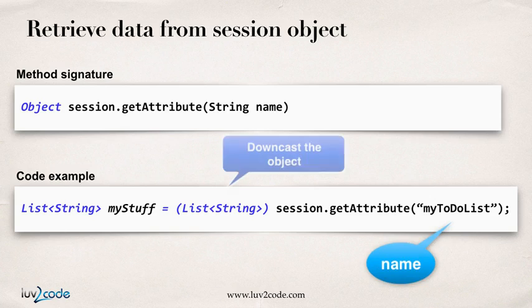It's going to return me an object. Now what I want to do is downcast it to the appropriate type of list string, and then I can assign it on the left hand side to a variable my stuff. So you basically say session.getAttribute, and you use the name of the object that you want to reference, and it'll return it back to you. And again, remember, you'll have to downcast it to the appropriate type if you want to use it later on in your page.